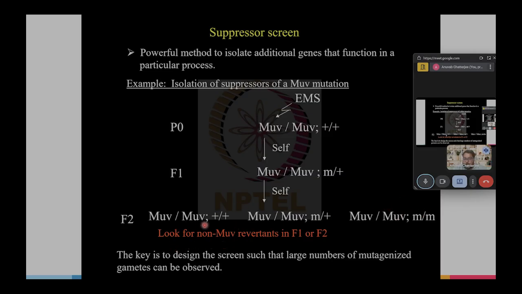So you look for non-MUV revertants which rescue the multivulva phenotype in F1 or F2 generations. The key is to design the screen such that a large number of mutagenized gametes can be observed, because there is a low chance of a mutation actually doing something, and an even lower chance that it will revert back or rescue the multivulva, because it has to be in a specific gene which actually interacts with that, and obviously there are thousands of genes which do not. So in suppressor screens you have to characterize millions of gametes.